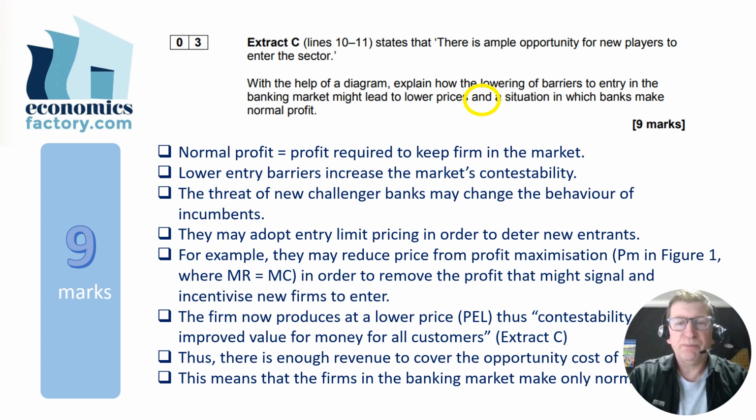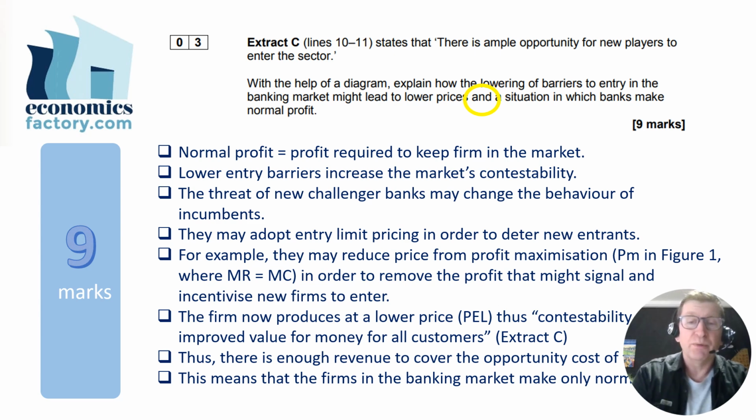You're going to show knowledge by defining a key term, and here that's probably going to be normal profit. And then you're going to create what we examiners call a chain of analysis. Okay, this is really explaining things in a step-by-step way. So here we can say that lower entry barriers make a market more contestable. Okay, and what that means is the threat of new challengers, in this case challenger banks, may change the behaviour of incumbent banks in the market.